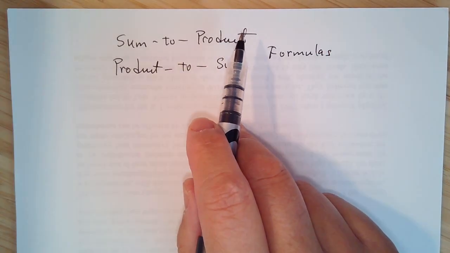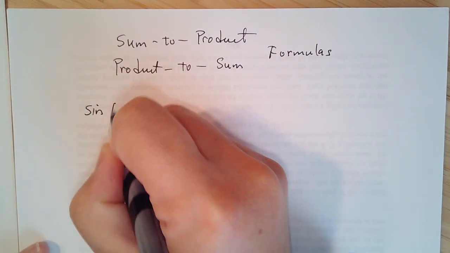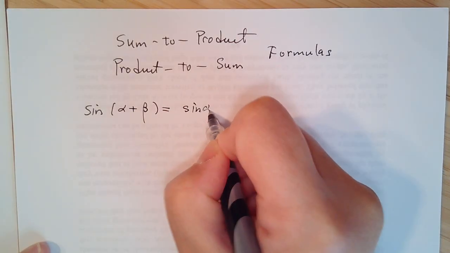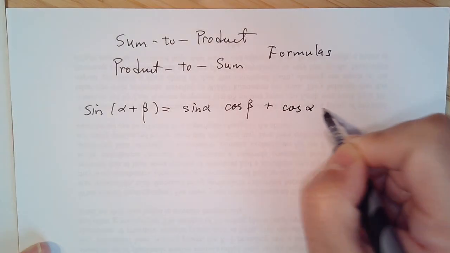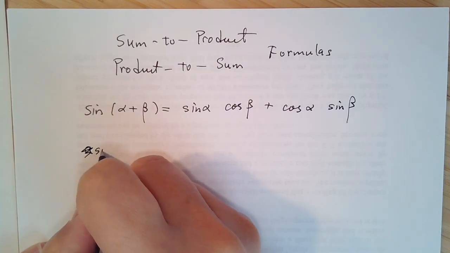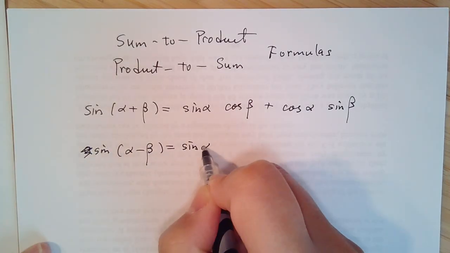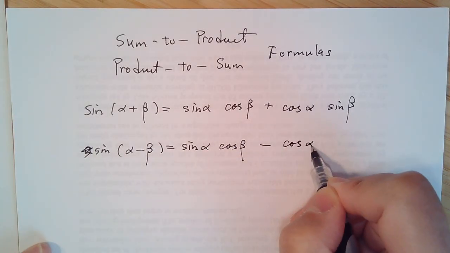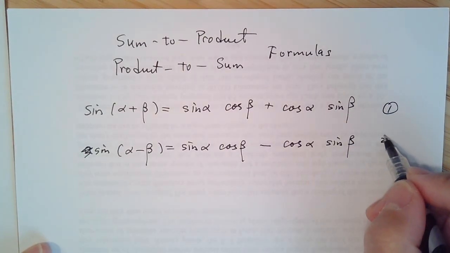Now, I would like to remind you what we learned earlier. Sine alpha plus beta equals sine alpha cosine beta plus cosine alpha sine beta. Okay, and also we learned sine alpha minus beta, which is sine alpha cosine beta minus cosine alpha sine beta. Okay, so this is formula one, formula two.